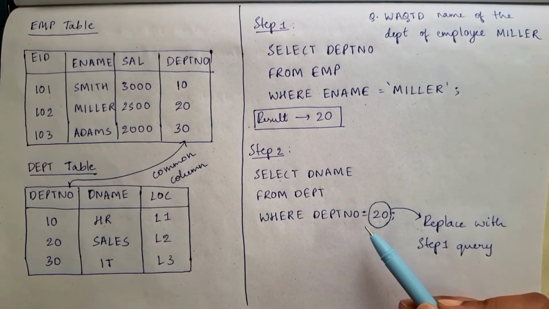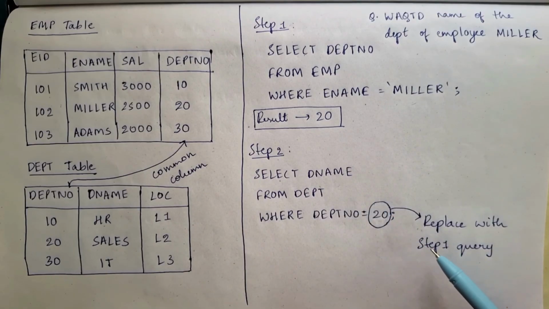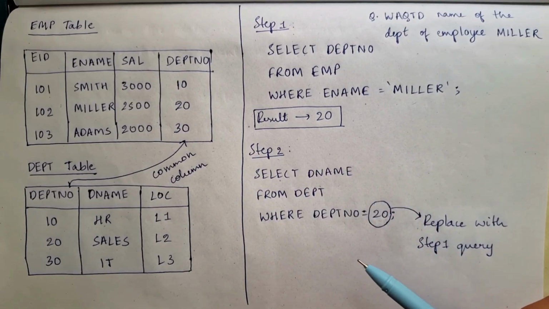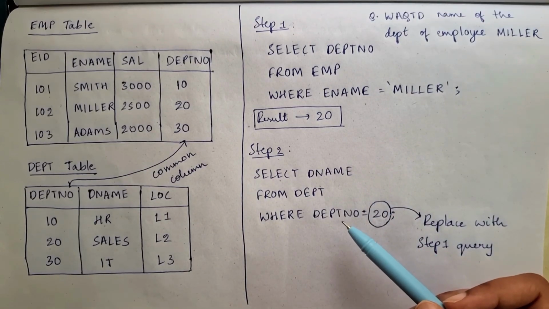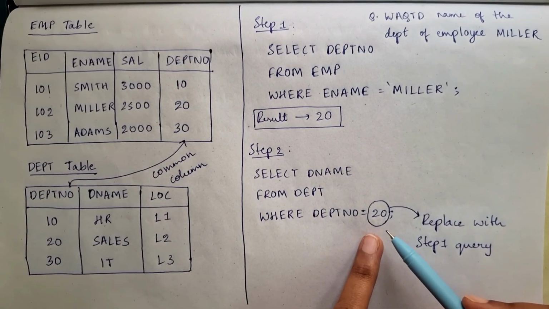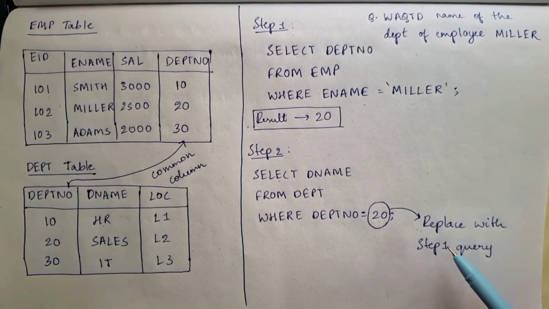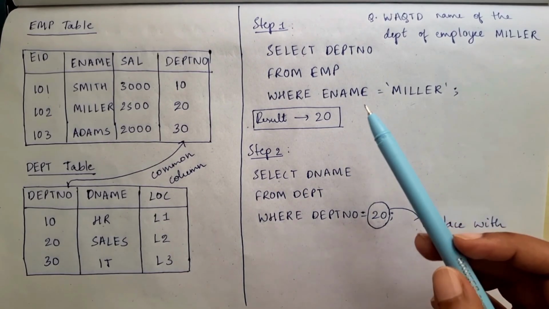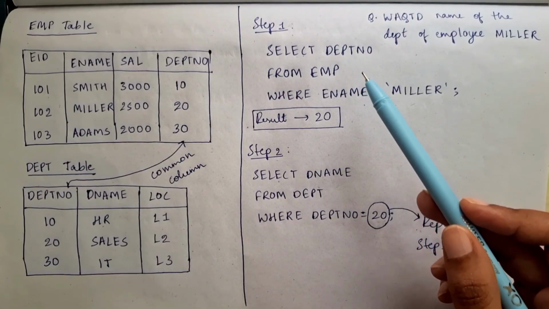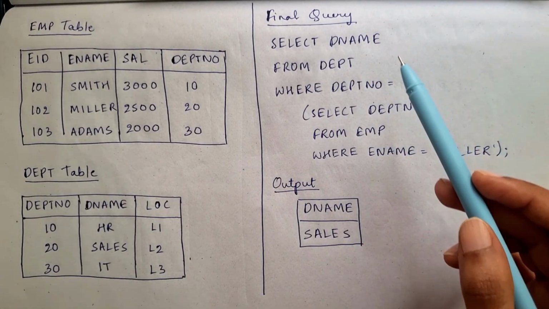But instead of writing two separate queries, we can combine them using a subquery. And how can we do that? Observe here carefully, guys. In the place of 20, which represents the department number, we write the subquery to find the department number of Miller, which is the query we have written in step 1. So this is the final query.